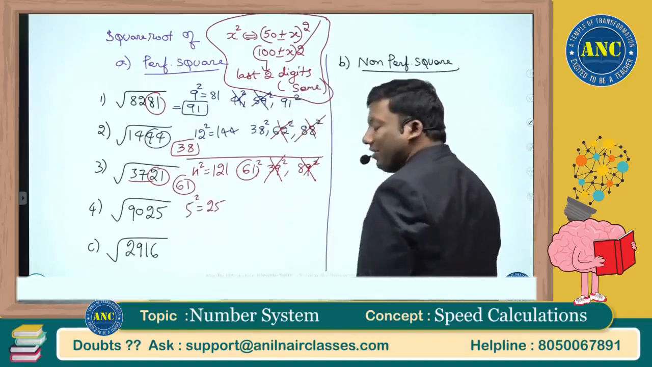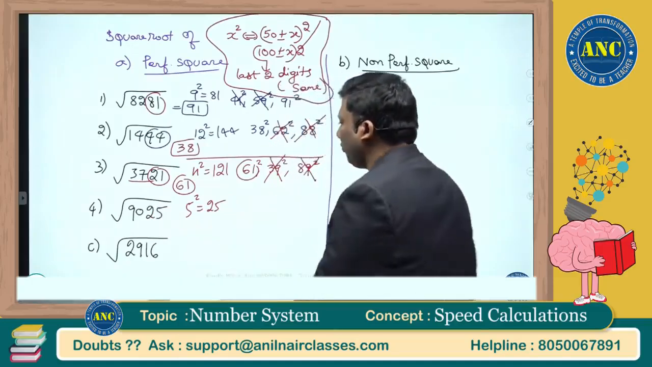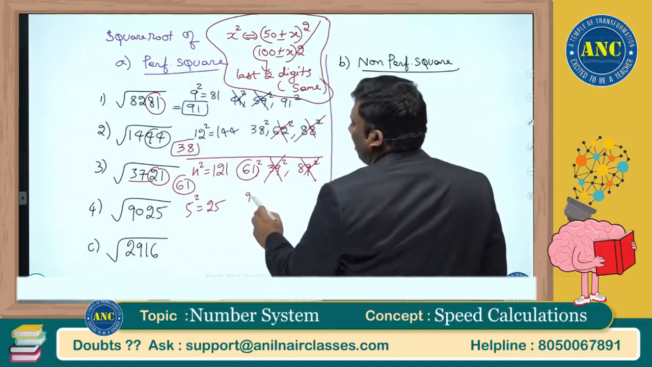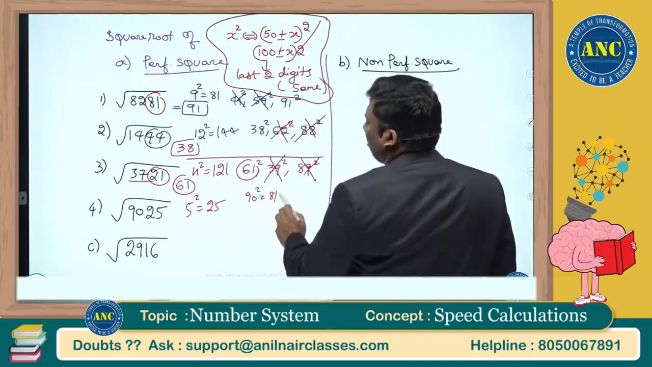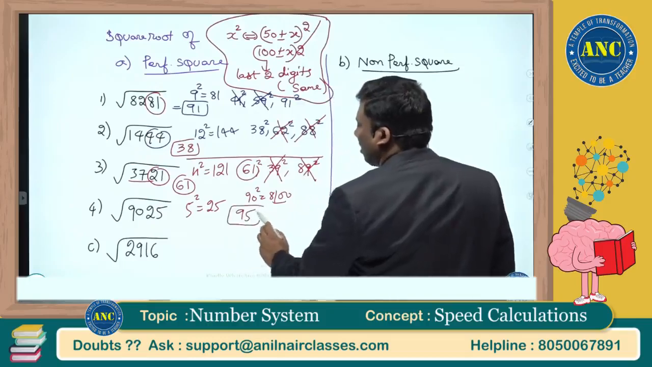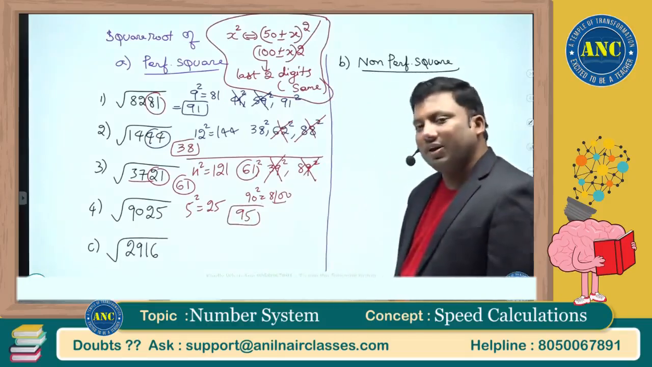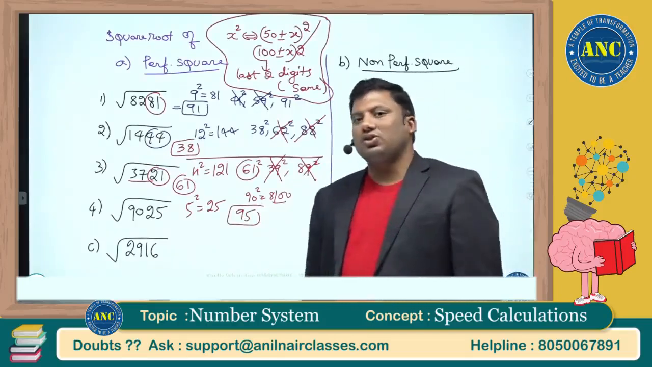9025. 5 square is 25. All the values will have 25 at the end. 15 square is 225. Now if you see, 90 square is 8100. This number is greater than 8100. The answer is 95. Idea clear?